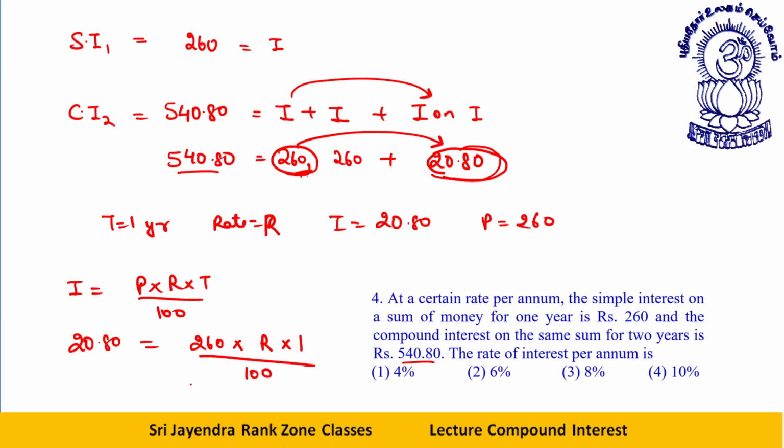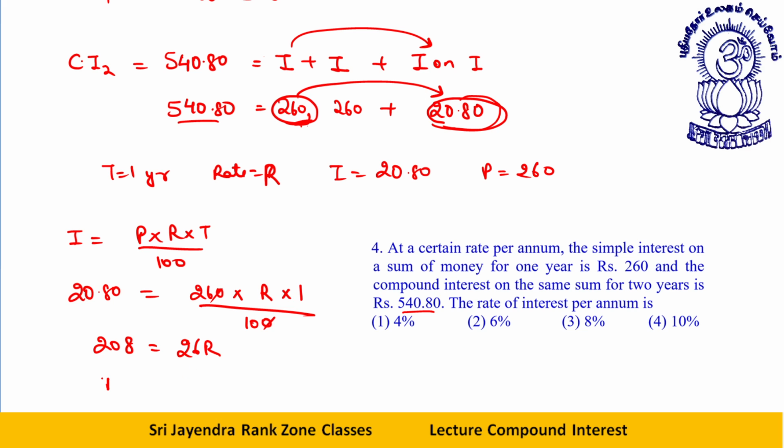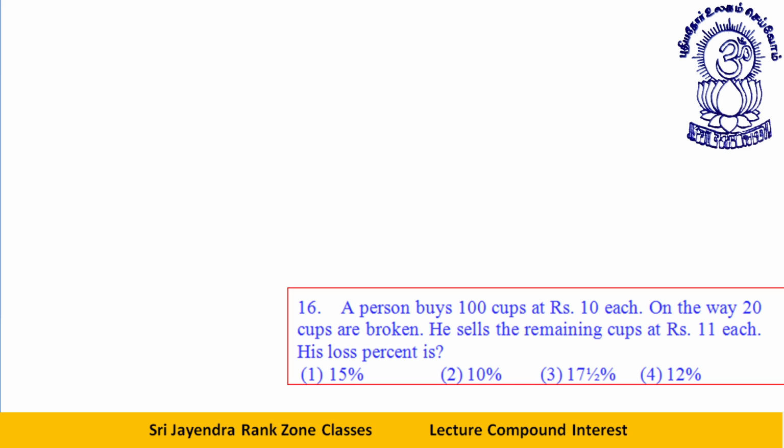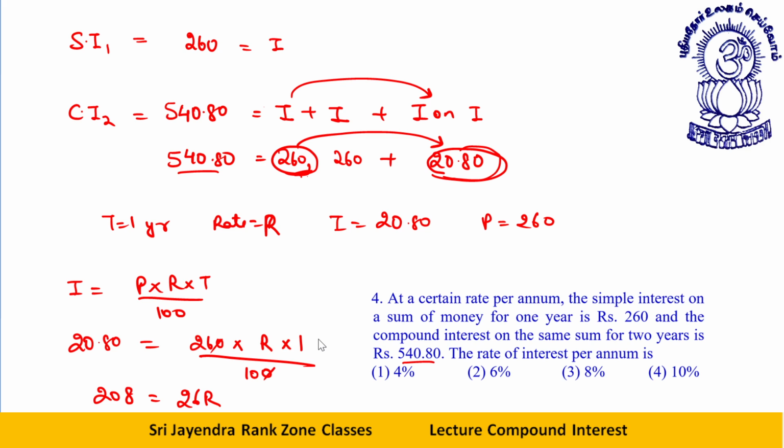Let me take this over there. So this becomes 2080, or better I can say, let's cancel 10 from here. 208 is equal to 26R. This will give you 208 by 26, or that will give you 8% per annum. Let's take the next one. You can have a look at it if you want to, just for a second, before I do the next one.